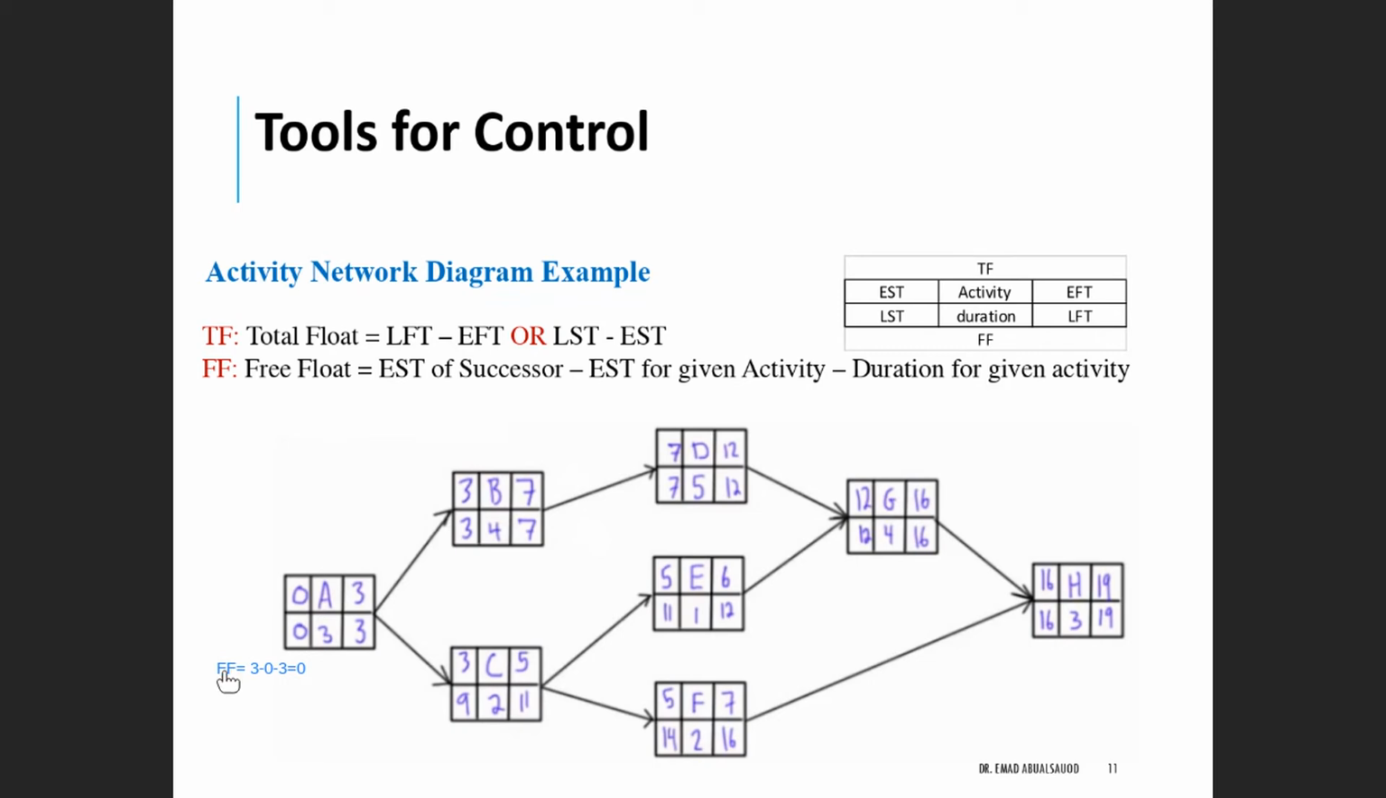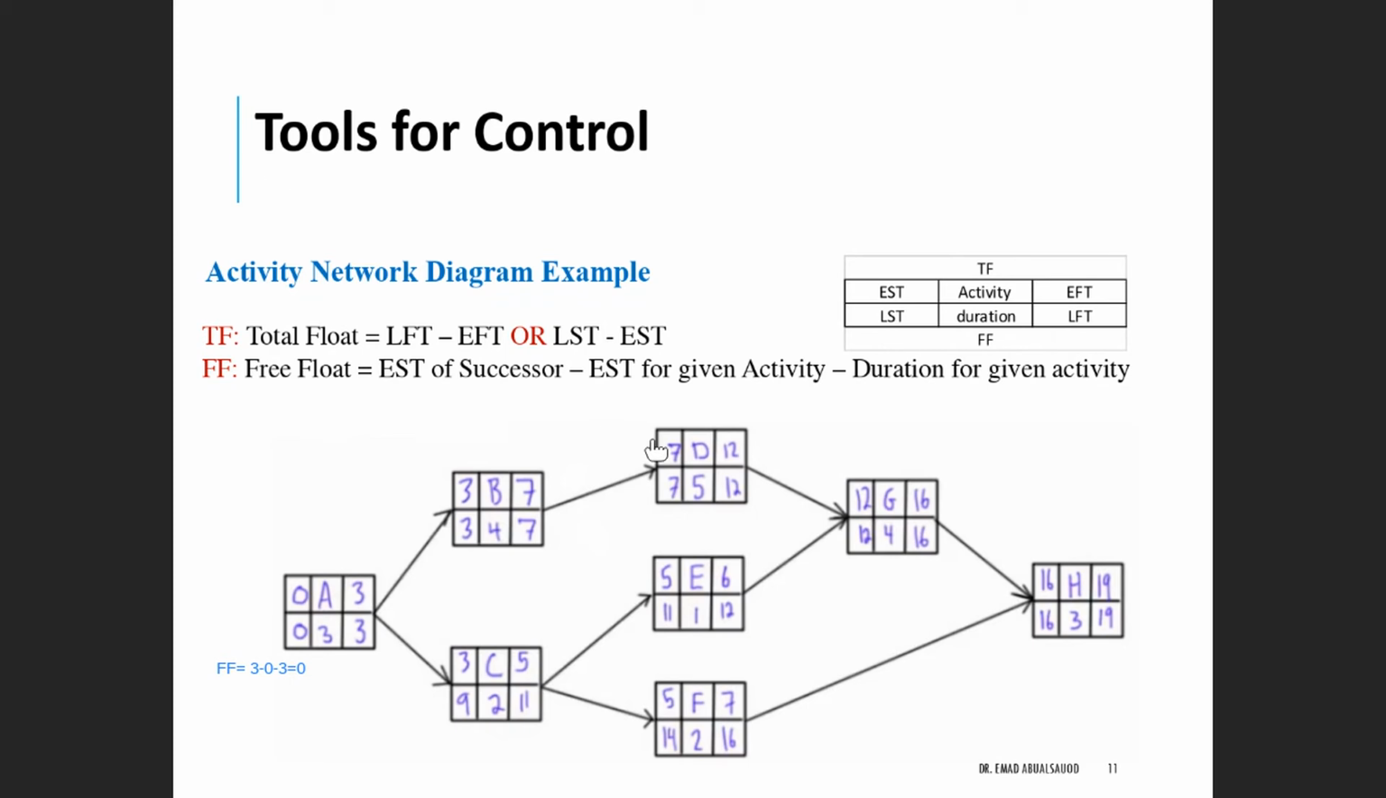You see it here. This is the free float for activity A. The early start time of the successor, which is 3, minus 0, the early start time for activity A, minus 3, the duration time for activity A. Moving on to B. So let's work on B.